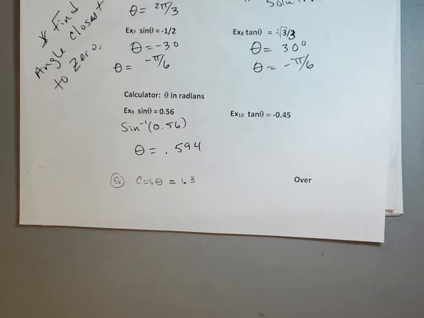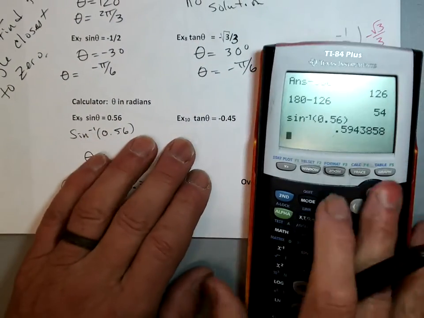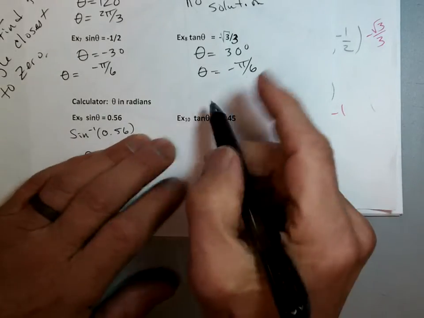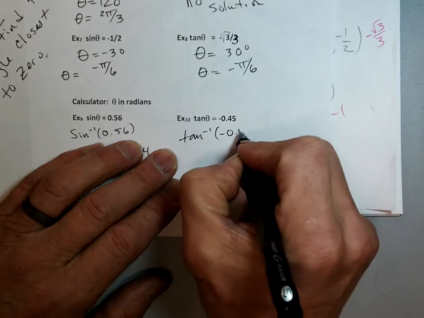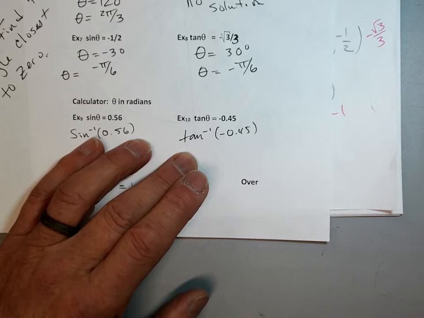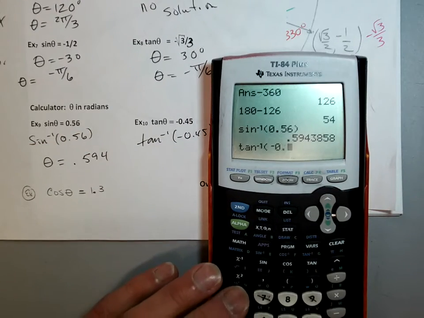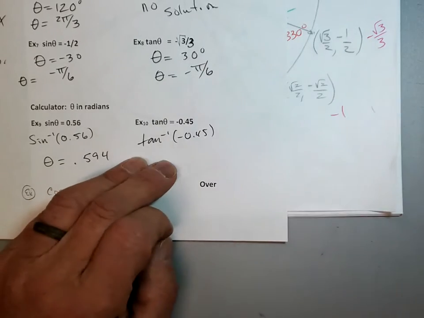Okay? Same thing. Tangent of negative 0.45. So if I want to find the angle, what button do I push? Inverse. I'm going to go tangent inverse of negative 0.45. Tan inverse on my calculator, right, of a negative 0.45, and I get an answer of about negative 0.422.